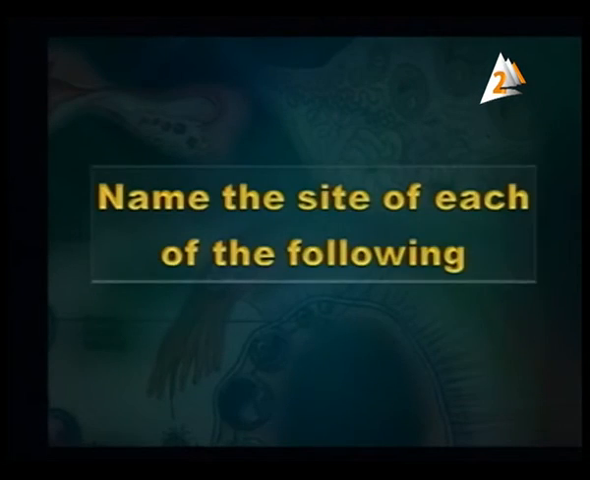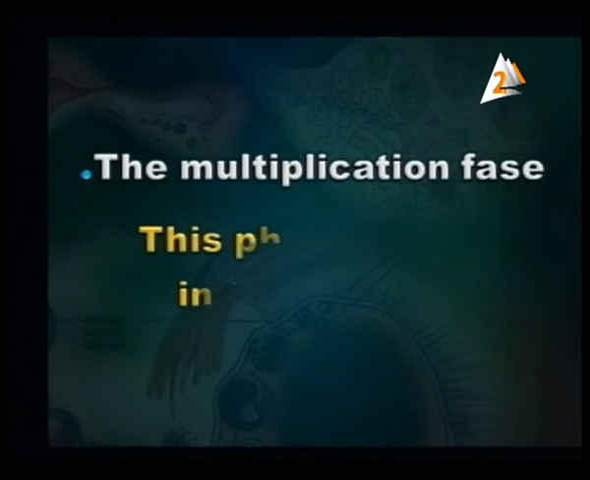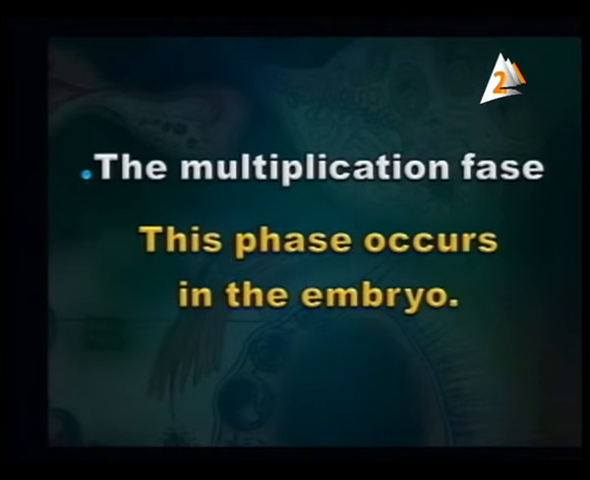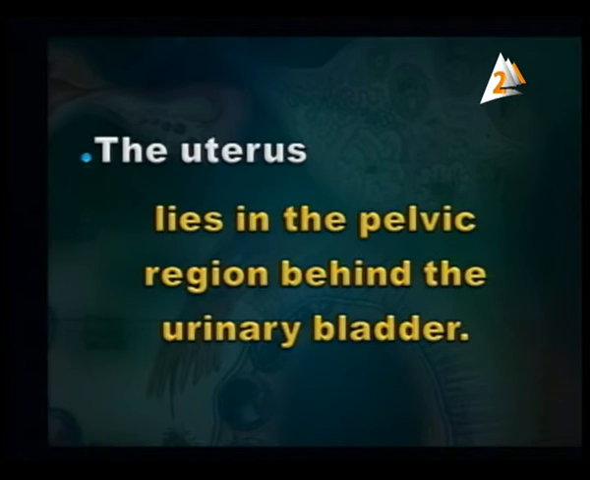Question: name the site of each of the following. The multiplication phase occurs in the embryo. Number 2, the uterus. It lies in the pelvic region behind the urinary bladder.